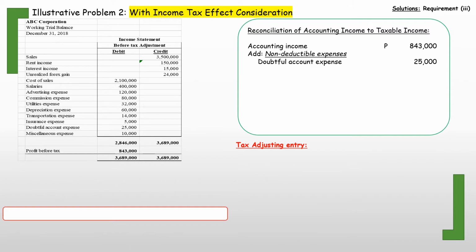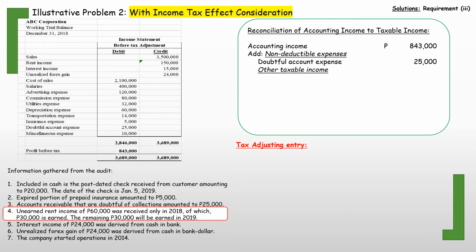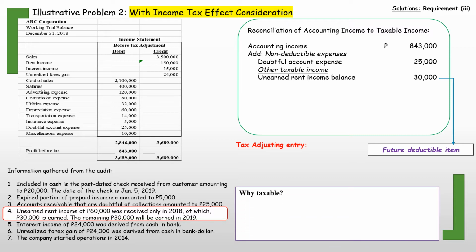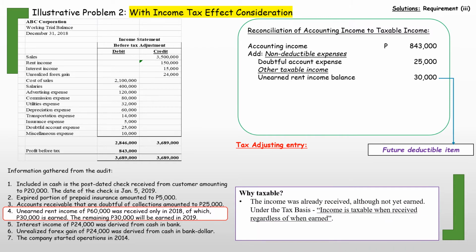Next is other taxable income. Based on our audit information, yung ating other taxable income for tax purposes is unearned rent income of 30,000. This item is a future deductible item. We will discuss that later. Why not taxable at the time of recognition? The income was already received, although not yet earned.